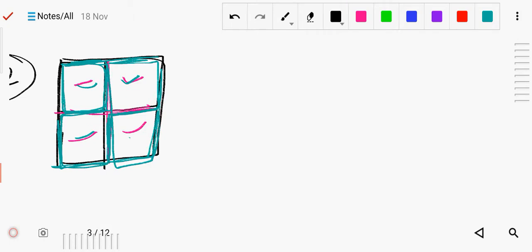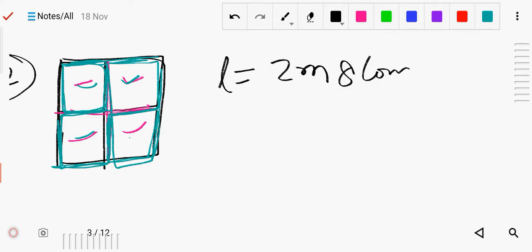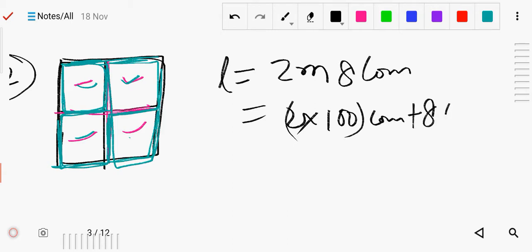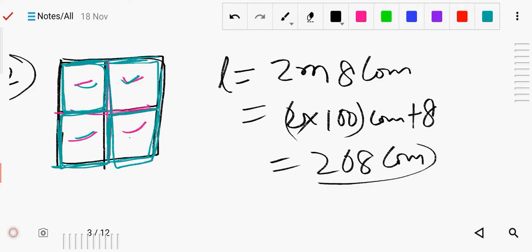First of all we have to find the area of the door. For this, L is given as 2 meter and 8 centimeter. You can write it in plus form, so 2 into 100, and this will now be centimeter, because you have to convert to one unit. So 200 plus 8, 208 centimeter. This is the L.